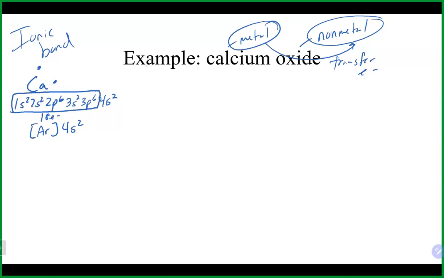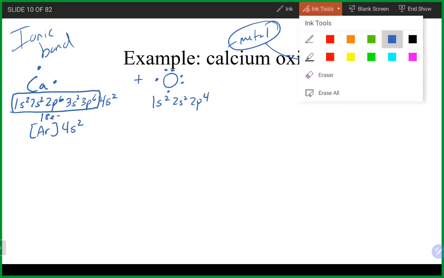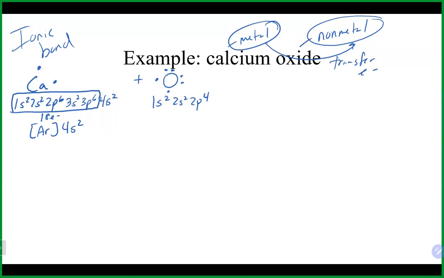If we take oxygen, which is group number 6, we'll have 6 valence electrons there. And it has an electron configuration of 1s2, 2s2, 2p4 in this case. So what's going to happen is our calcium wants to get rid of its electron, so it's going to send an electron over to oxygen.